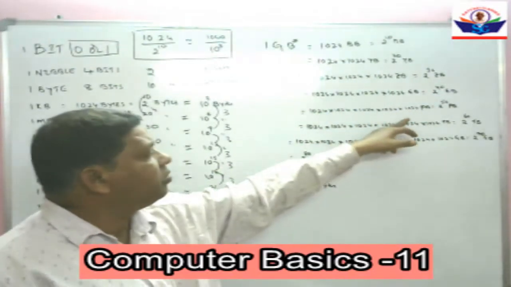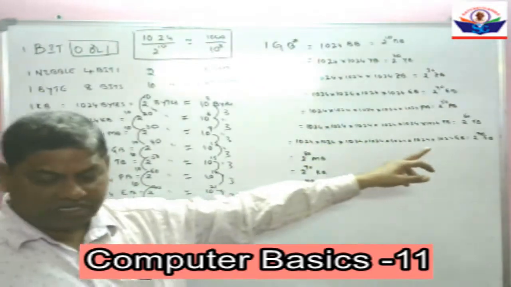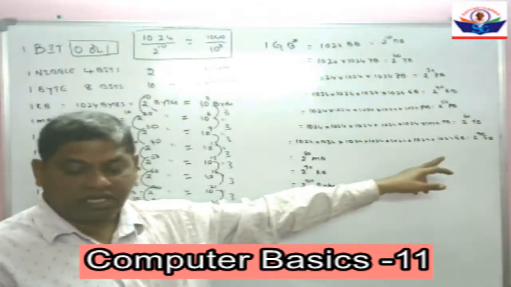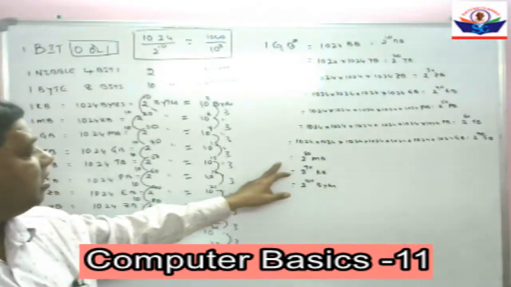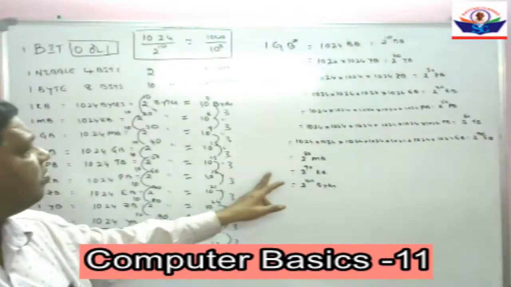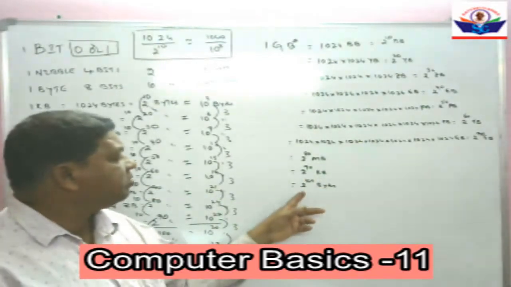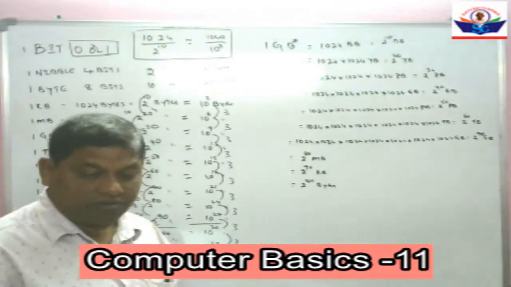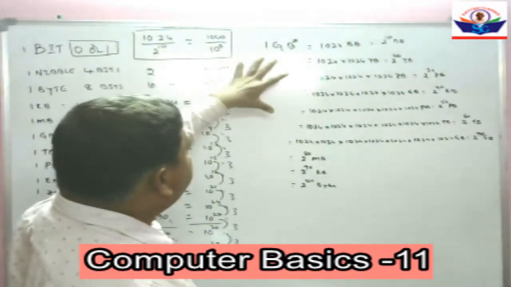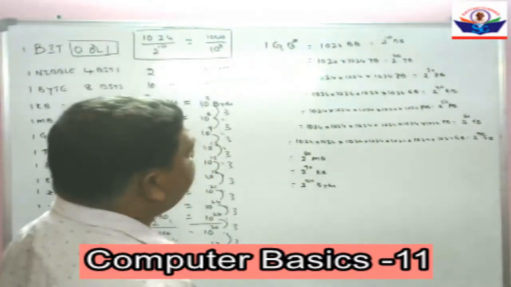1 geobyte is equal to 2 to the power of 50 petabytes. 1 geobyte is equal to 2 to the power of 60 terabytes. 1 geobyte is equal to 2 to the power of 70 gigabytes. 1 geobyte is equal to 2 to the power of 80 megabytes. 1 geobyte is equal to 2 to the power of 90 kilobytes. Finally, it is equal to 2 to the power of 100 bytes. Like this, 1 geobyte can be represented in so many ways.